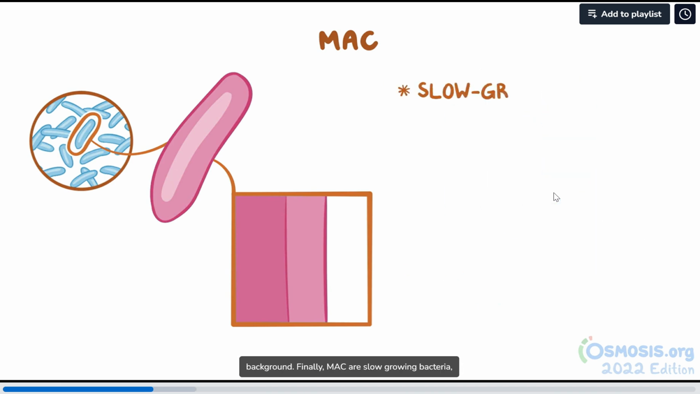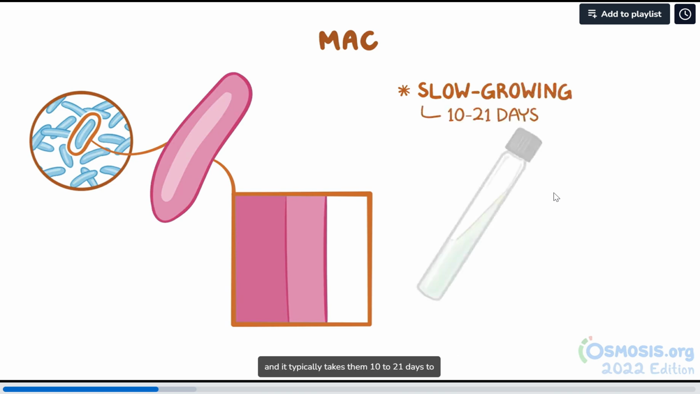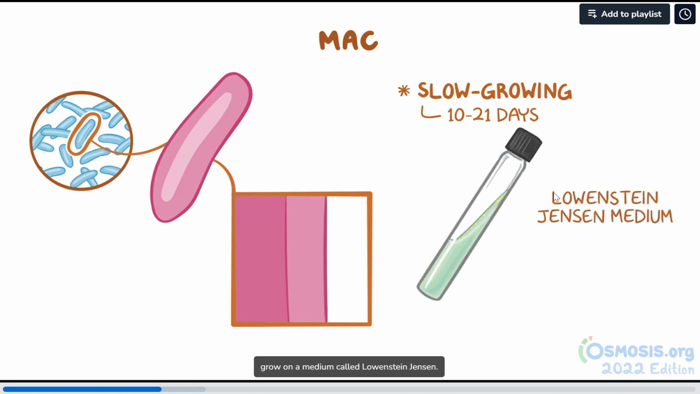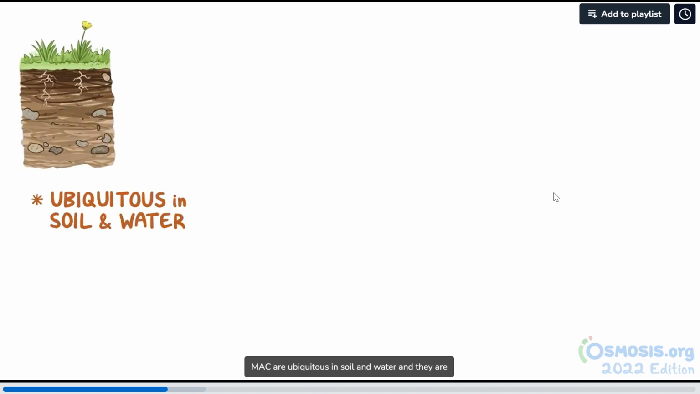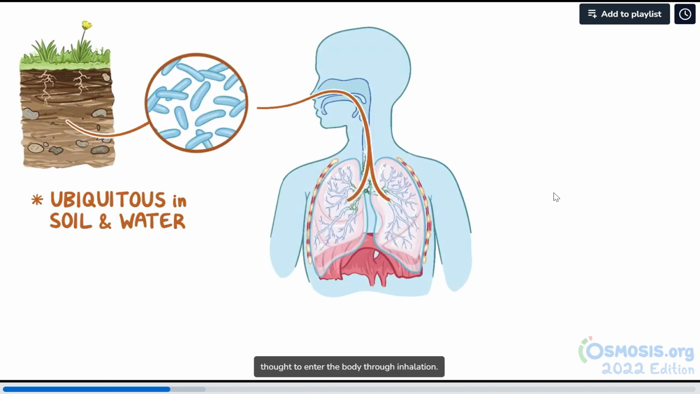Finally, MAC are slow-growing bacteria, and it typically takes them 10 to 21 days to grow on a medium called Lowenstein-Jensen. MAC are ubiquitous in soil and water, and they're thought to enter the body through inhalation.